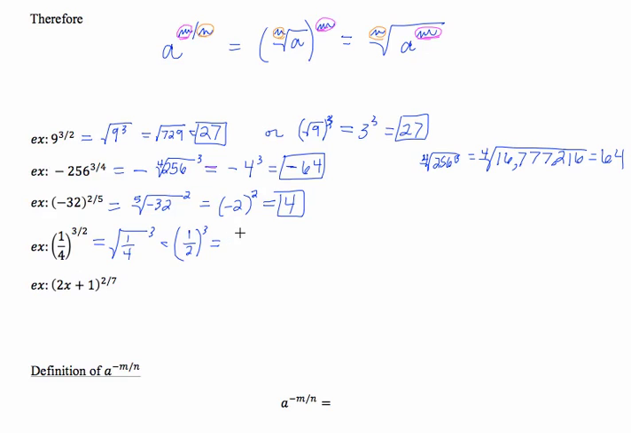Cubing a half times a half times a half. The numerators are just going to be 1 because you'll have 1 times 1 times 1 in the numerator, and in the denominator you'll have 2 times 2 times 2, so 8.